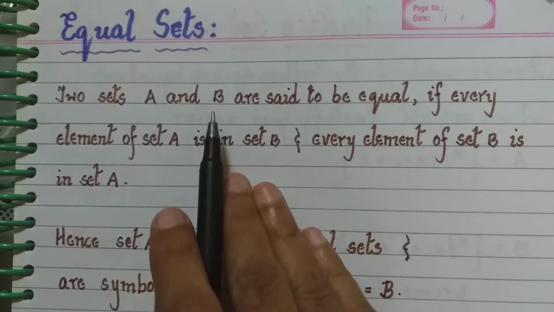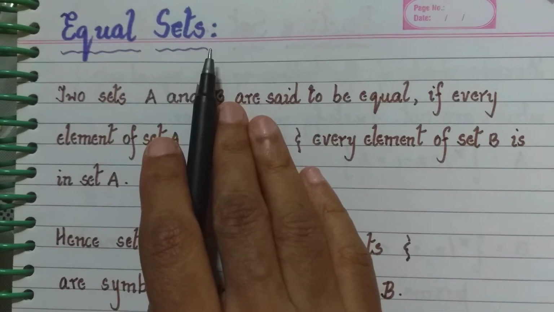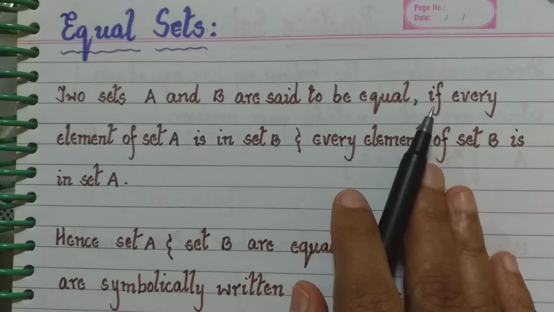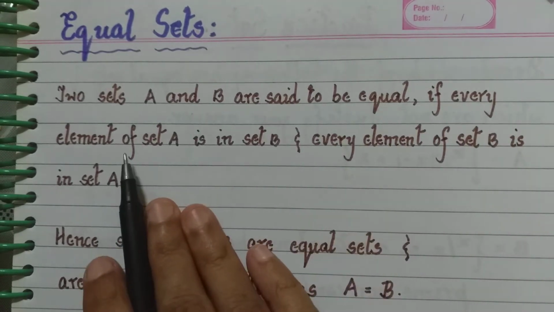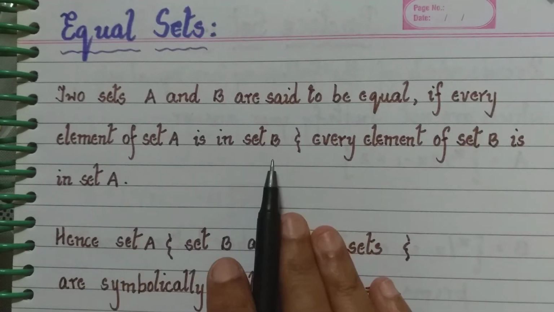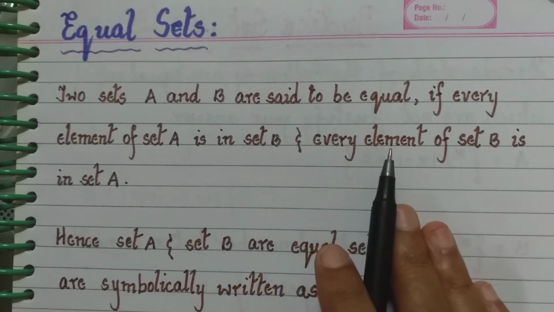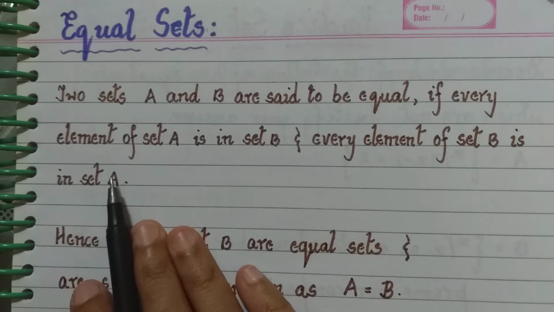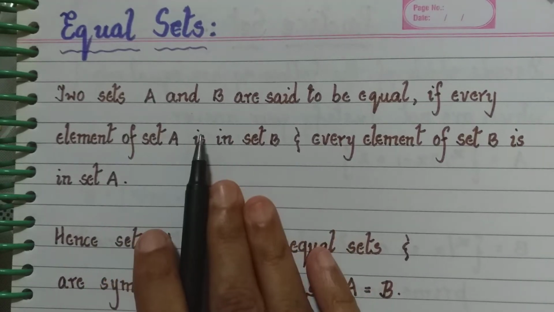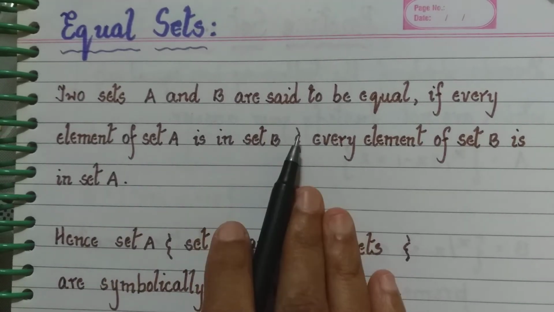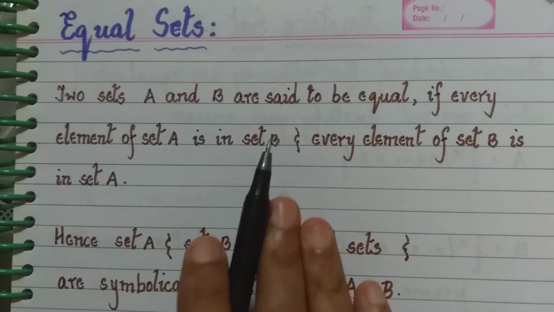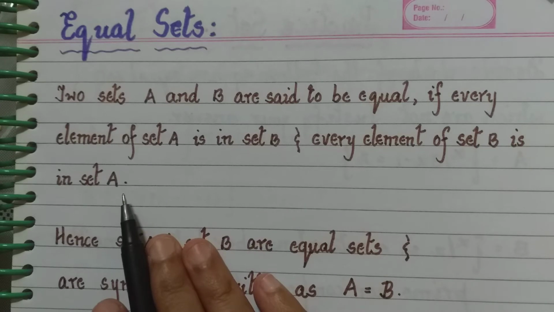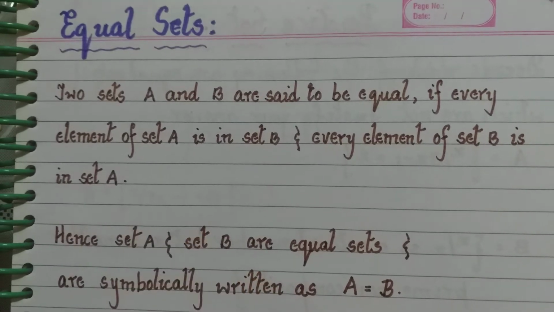Let us see how we define equal sets. Two sets A and B are said to be equal if every element of set A is in set B and every element of set B is in set A. So if all the elements of one set are in the other set, as well as if all the elements of the second set are in the first set, then those two sets have to be equal.